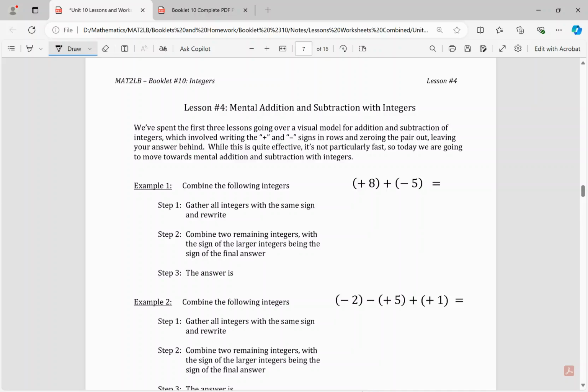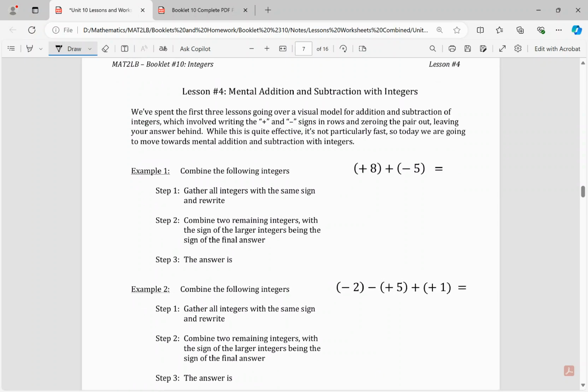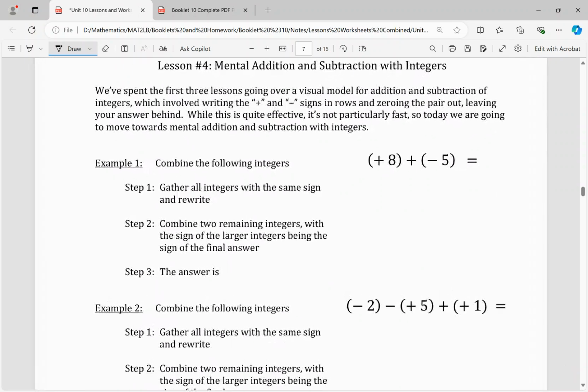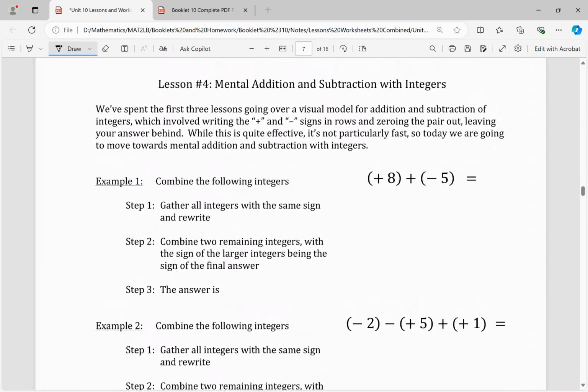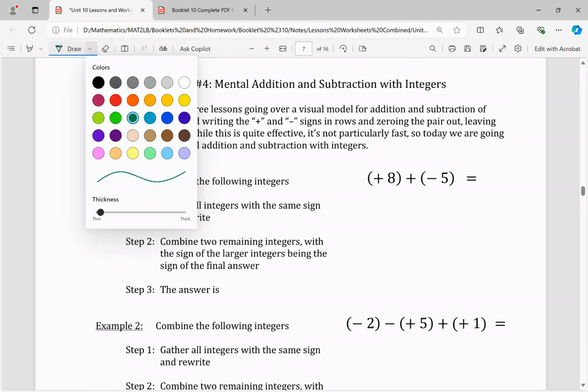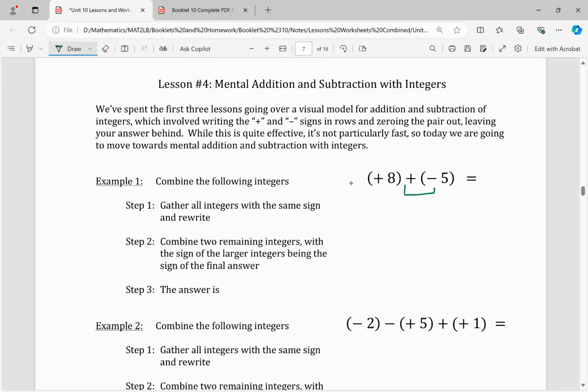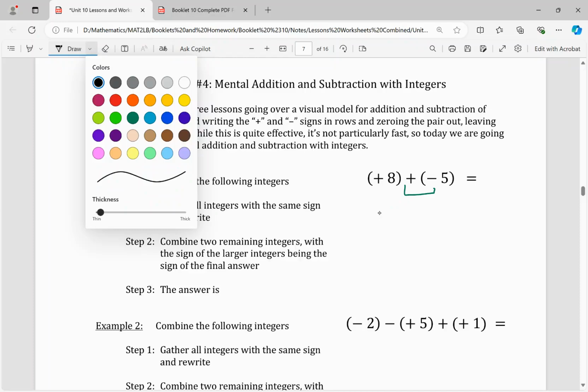All right, everyone. In this lesson, we will be completing lesson 4 in booklet 10. We continue to add and subtract with integers, but we're going to start pulling away from the method that we've used in previous lessons where we drew out all of the positives and negatives, and we're going to start working on mental math.